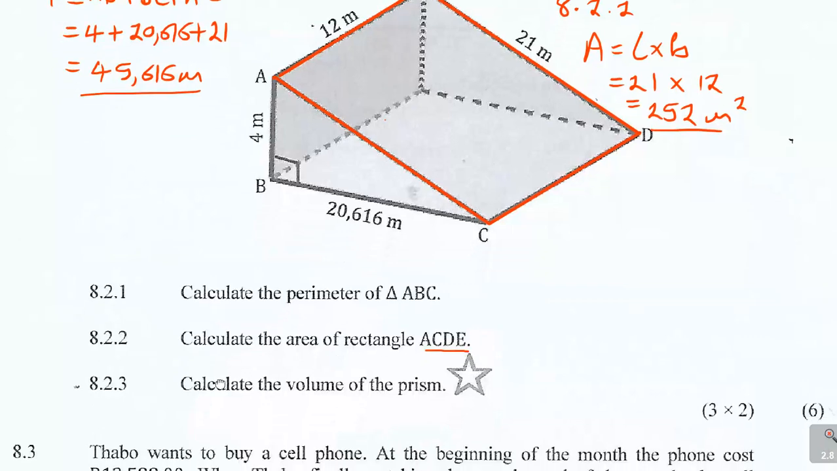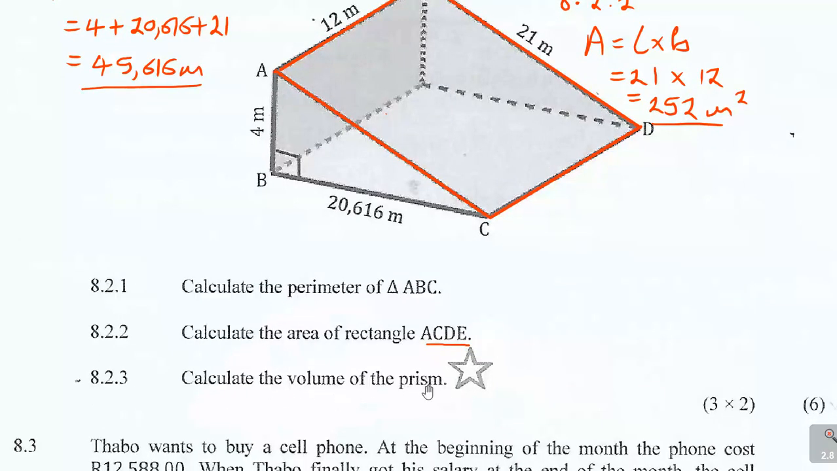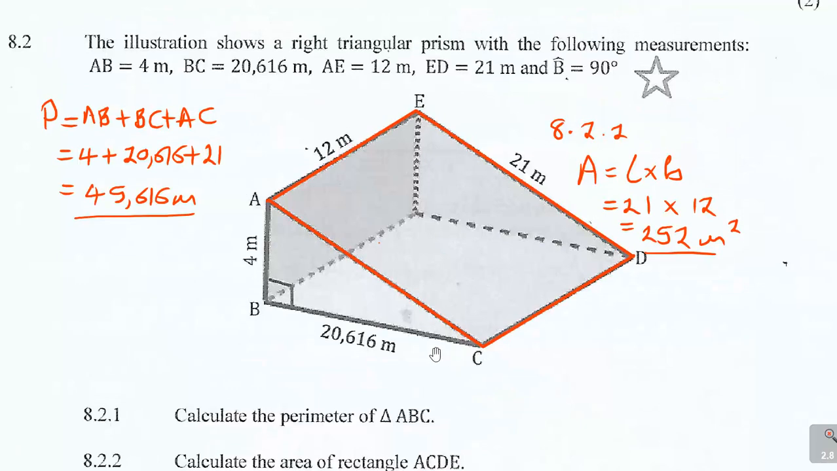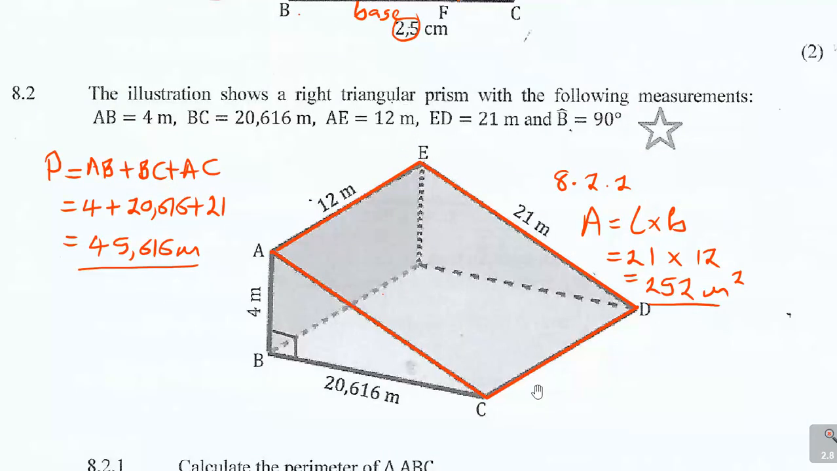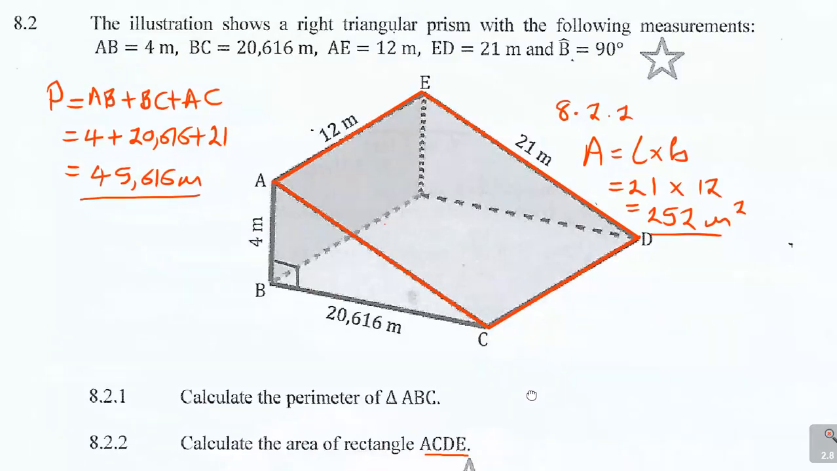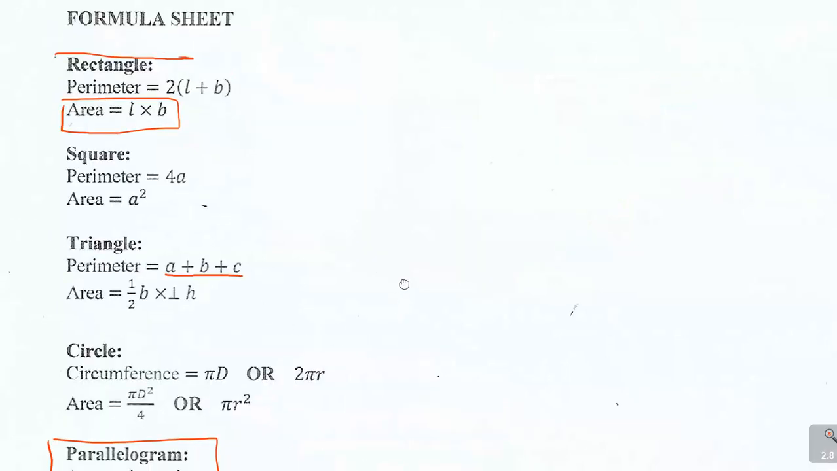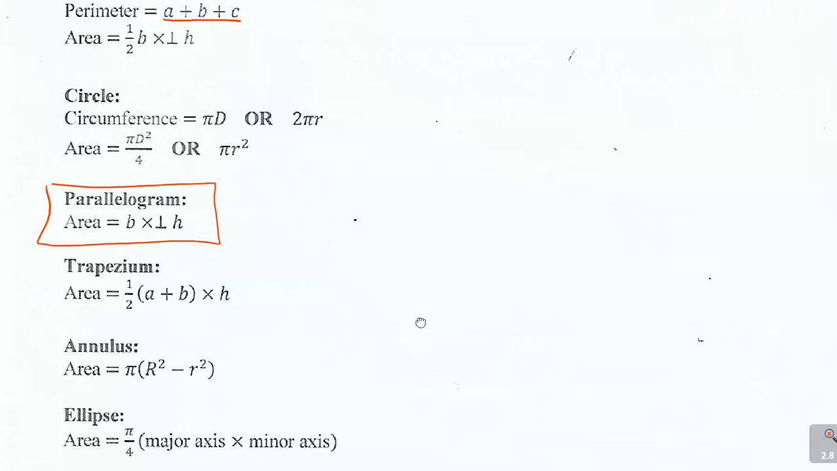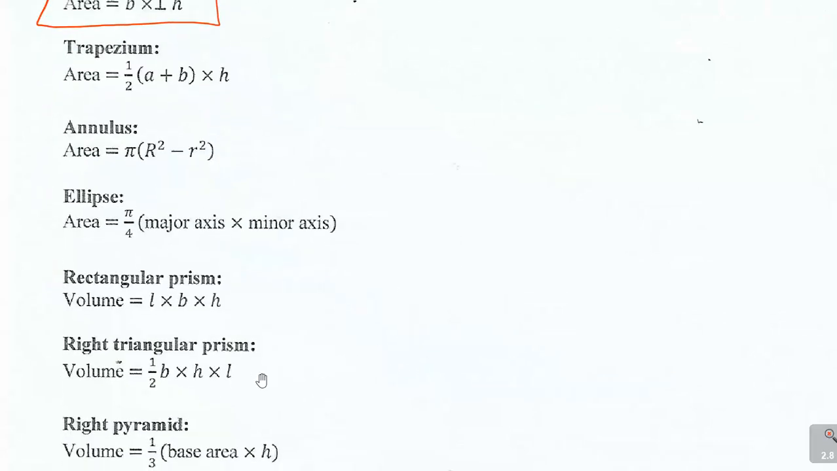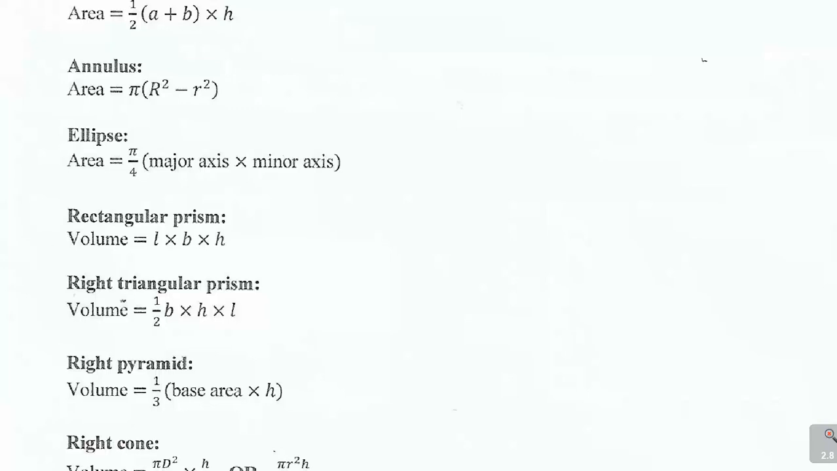The next one is calculate the volume of the prism. Now, what type of a prism is this one? They say it's a right triangular prism. So we need to find out what is the formula for the volume of a right triangular prism. So if you come here to look for the right triangular prism, there it is. This is the right triangular prism, and the volume is half base times height times length. See that? Half base times height times length.